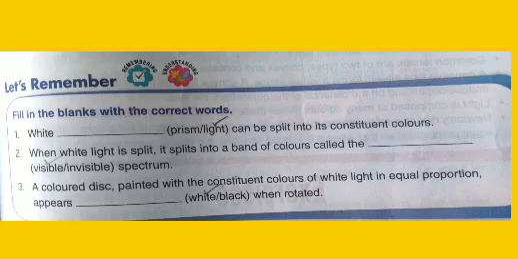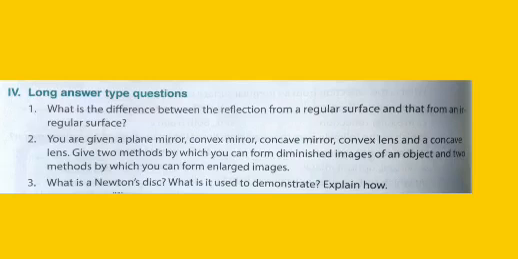Number 3. A colored disc painted with the constituent colors of white light in equal proportion appears dash, white or black when rotated. The answer is appears white. Page 240, long answer type question. Question 4 number part 2.